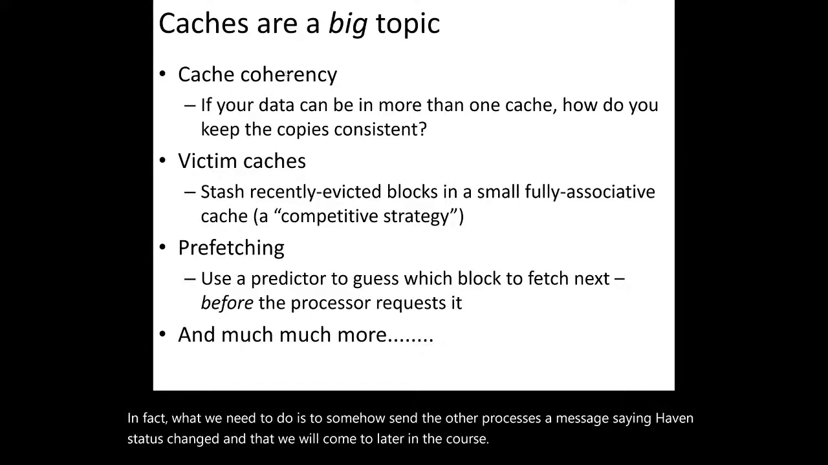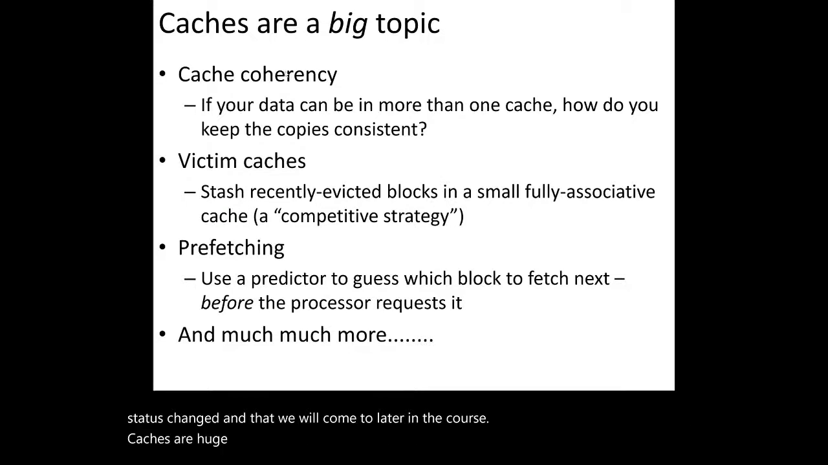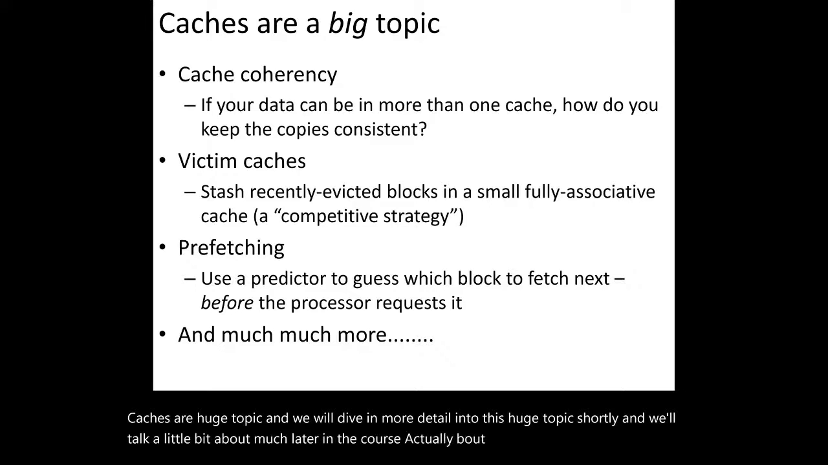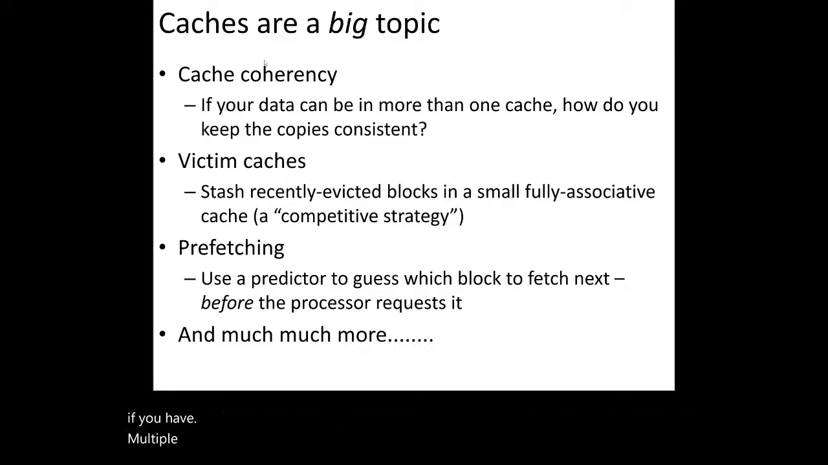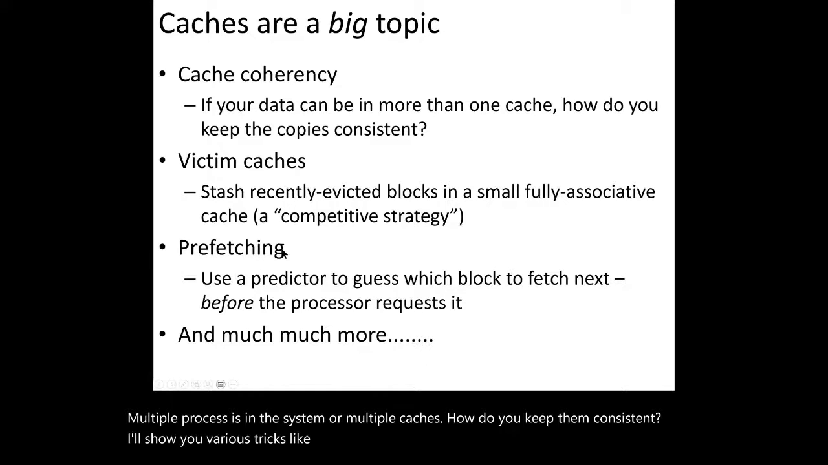Okay, so caches are a huge topic, and we will dive in more detail into this huge topic shortly. And we'll talk a little bit, much later in the course actually, about cache coherency, that very problem. If you have multiple processes in a system or multiple caches, how do you keep them consistent? I'll show you various tricks like victim caches and prefetching and so on, and actually many more. We'll look at multiple levels of caching, for example.